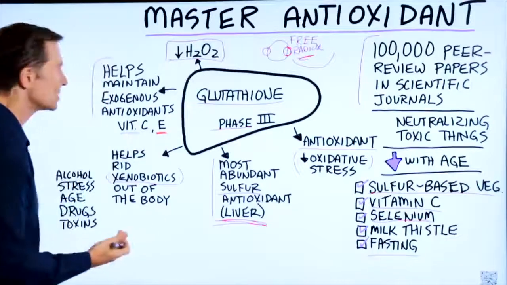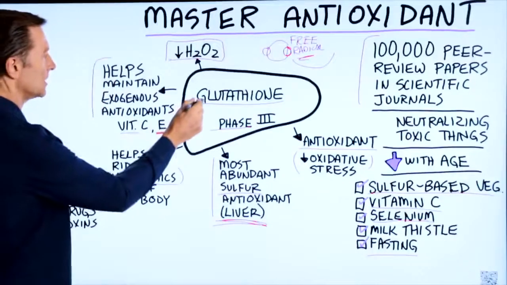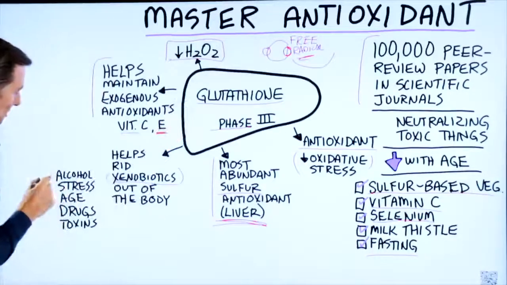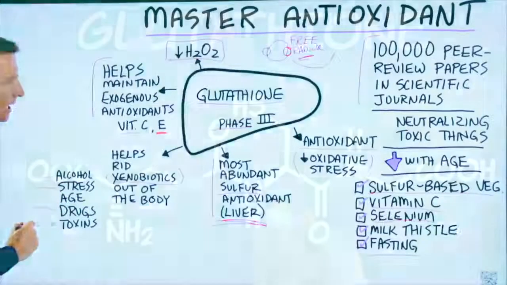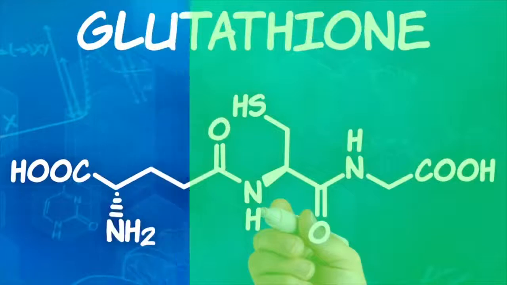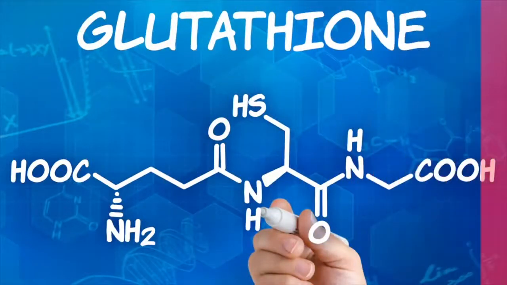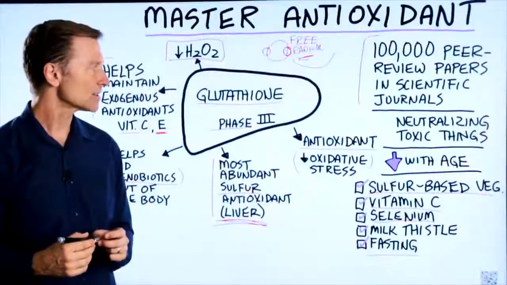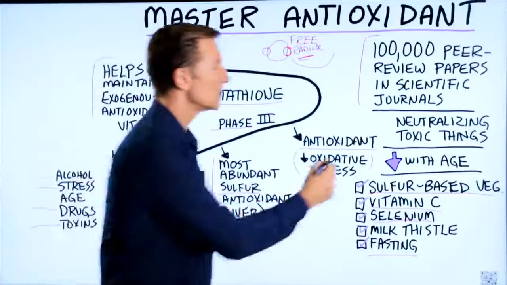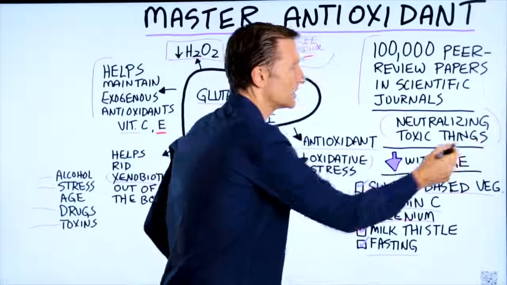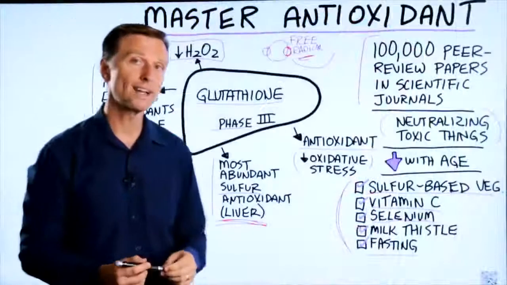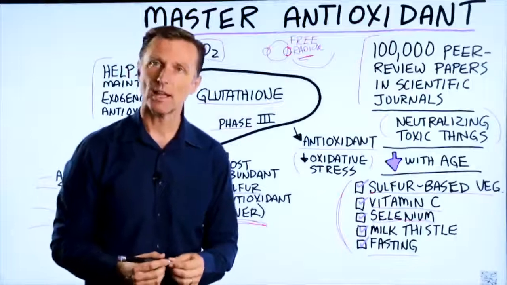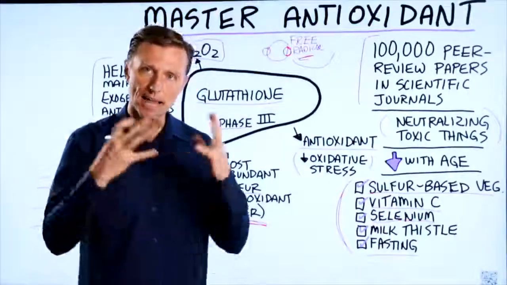So with age, we decrease our ability to make this. We drink too much alcohol, stress, take drugs, toxins. Over time, it decreases the glutathione. A lot of times people neglect the antioxidant networks. They're very, very important at neutralizing toxic things. They're also involved in detoxification. And these are a few things you can do to make sure you don't run out of glutathione, as well as your other antioxidant networks that you need.